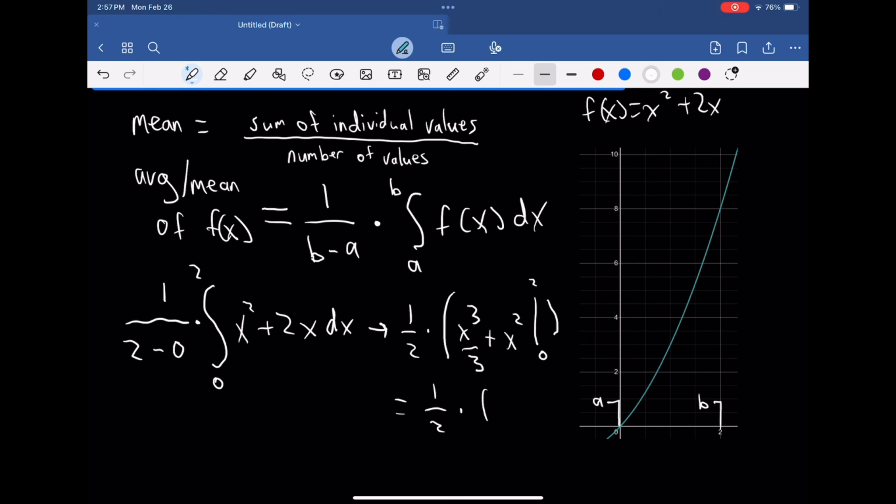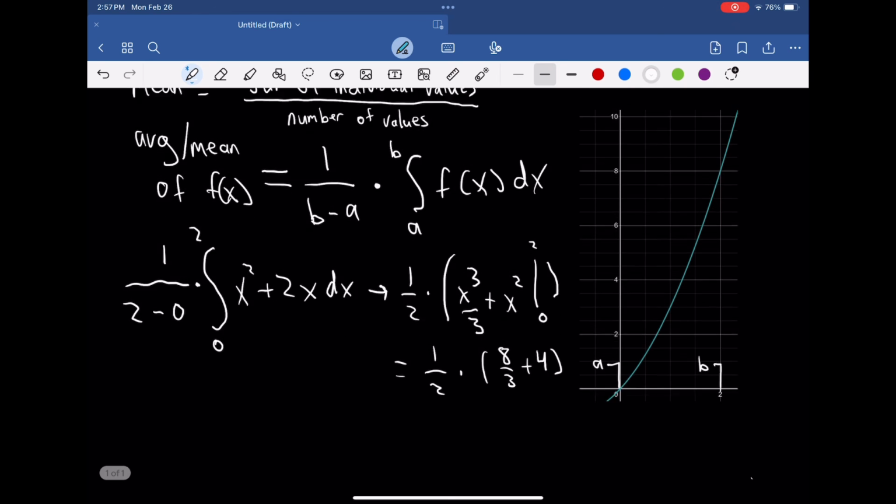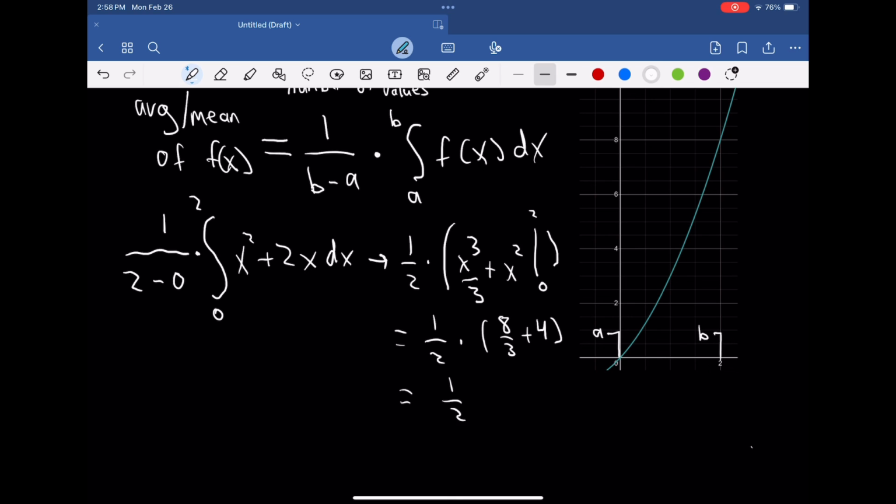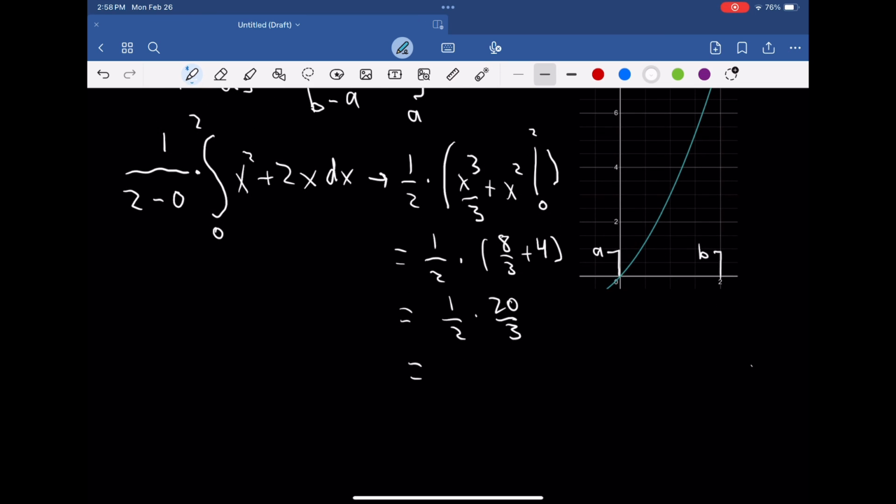Simplify this as 1/2 times 8/3 plus 4, and then we can simplify that even further. We can say 1/2 times 20/3. Now we just multiply that by 1/2, or divide by 2, and we can say that we have 10/3. So 10/3 is actually going to be our answer, our average of f of x on the interval from a to b, or from x equals 0 to x equals 2. And that is going to be our final answer.